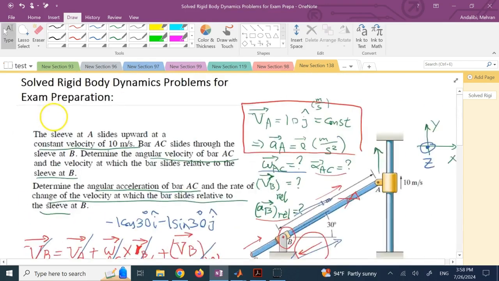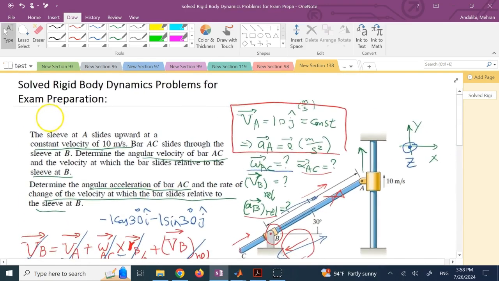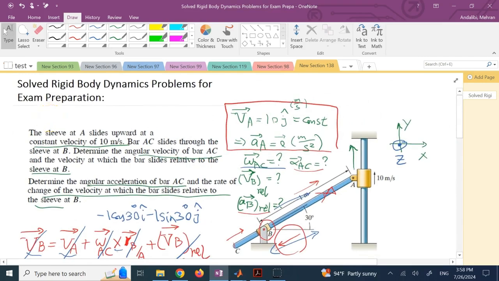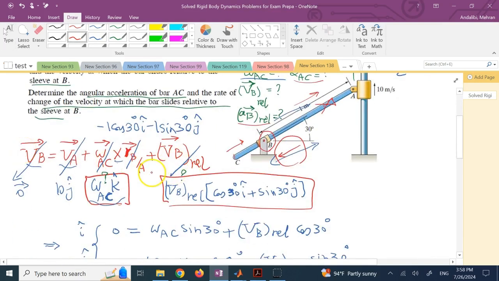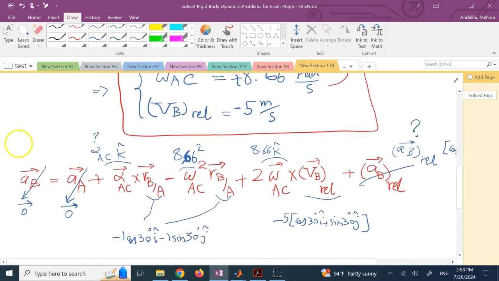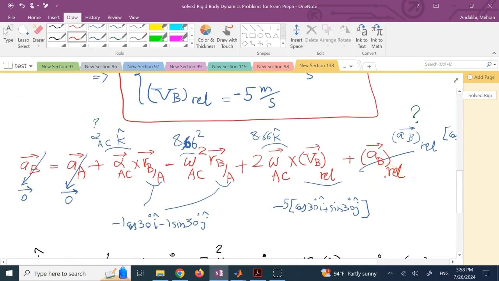So this is kinematics of rigid bodies with sliding motion, which is the most complicated one, where for velocity analysis you have to calculate 3 terms on the right. For acceleration, you have to go with 5 terms on the right. That is the first problem. Let's go to the second one.